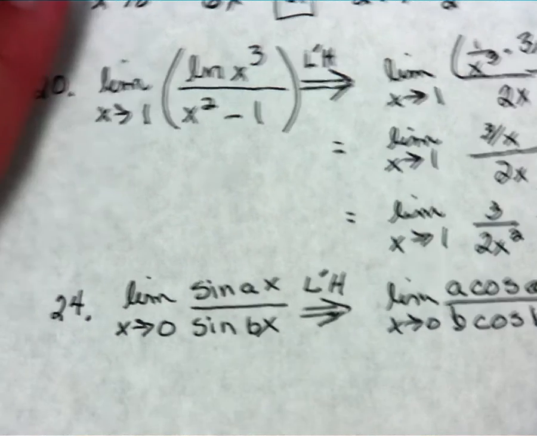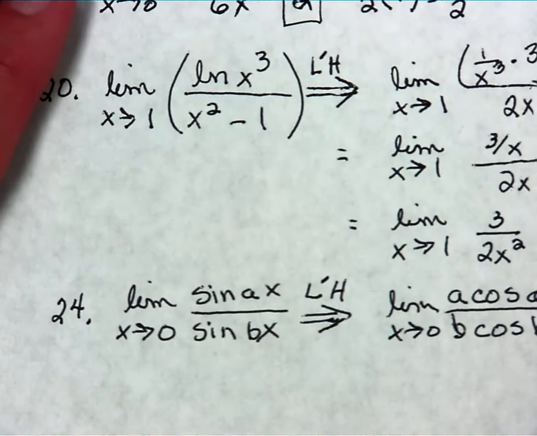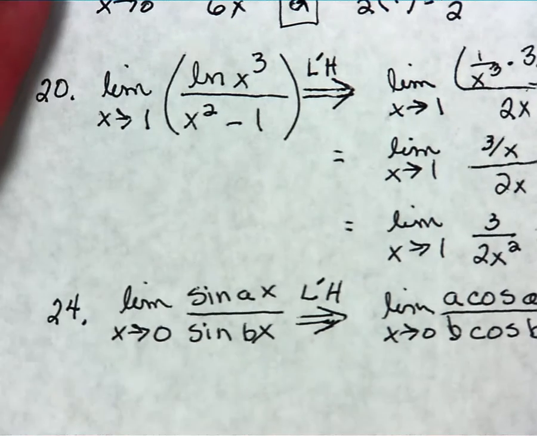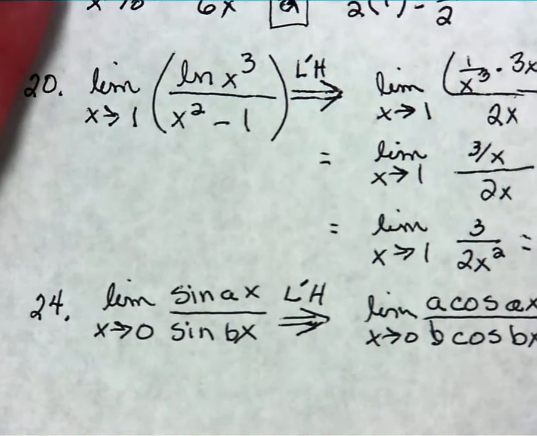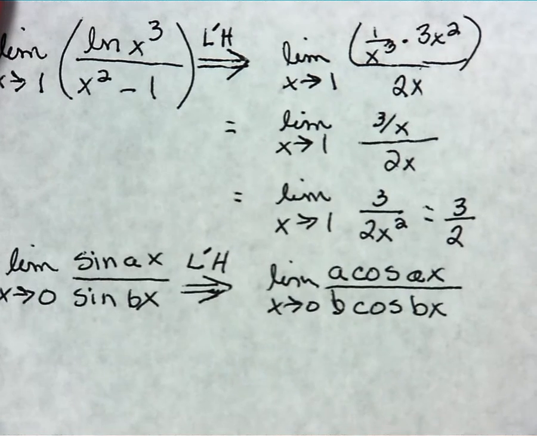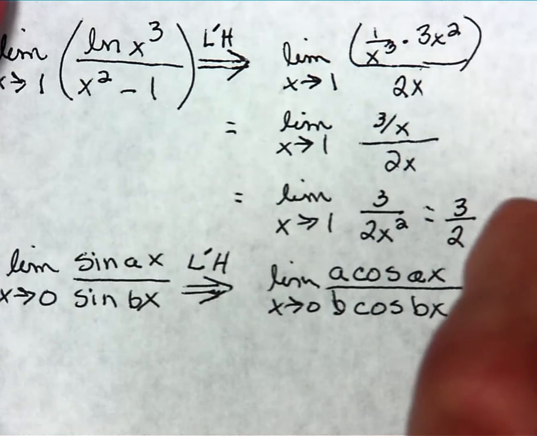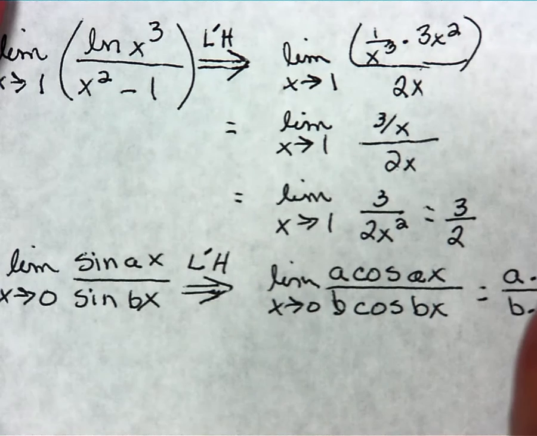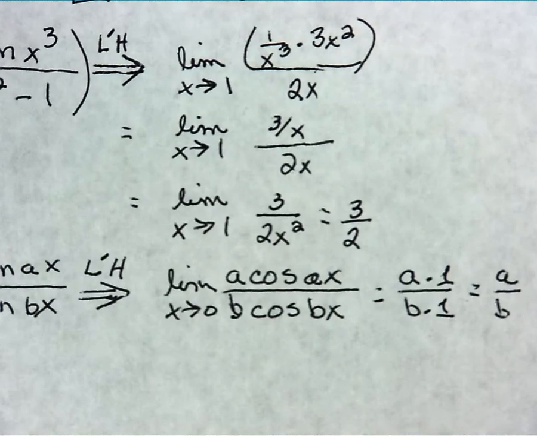The fourth condition is just, does that limit exist? If you let x be 0, what do you have now? Yeah. You have a times 1 over b times 1. That's just a over b. Some constant we don't know. Maybe it's 3/2.